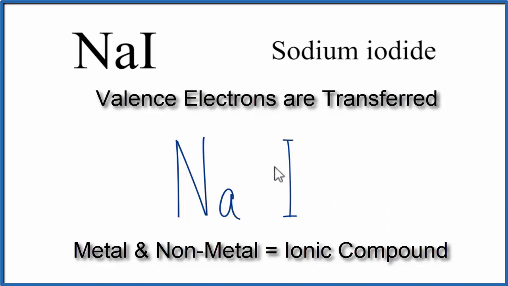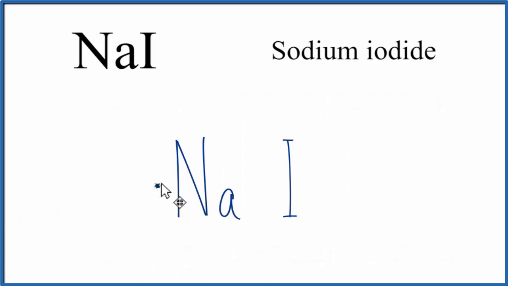So on the periodic table, we can find sodium. It has one valence electron. And then iodine, which is in group 17, sometimes called 7A, it has 7 valence electrons. In ionic compounds, the metal is going to transfer its valence electrons to the nonmetal. So with sodium, it transfers this valence electron here to the iodine.